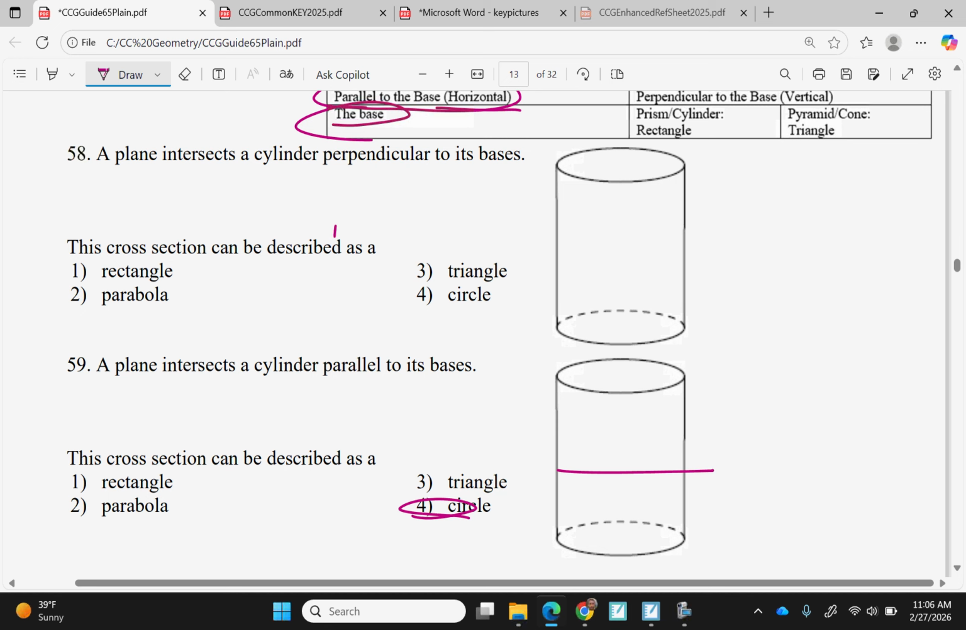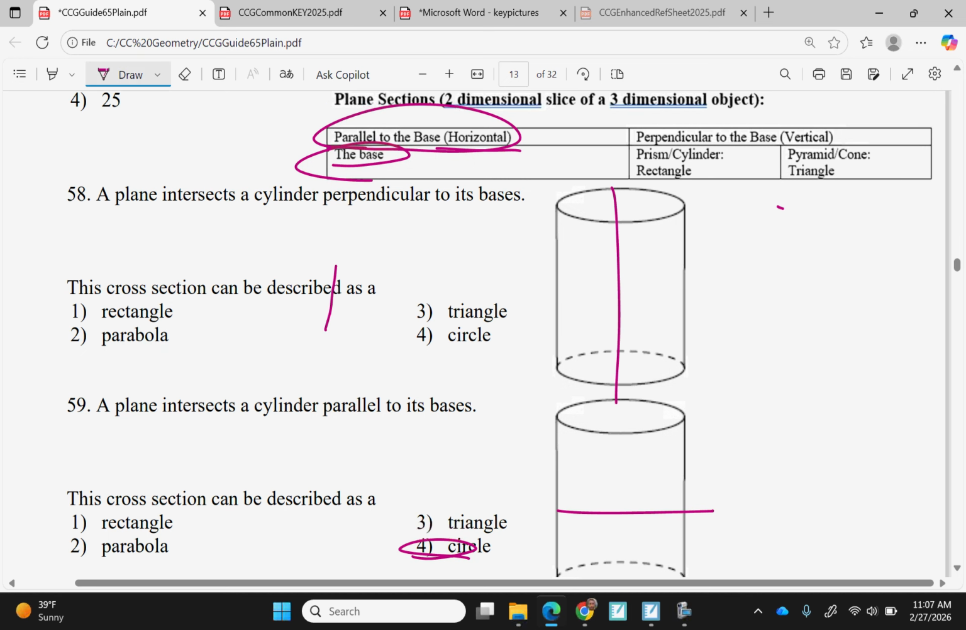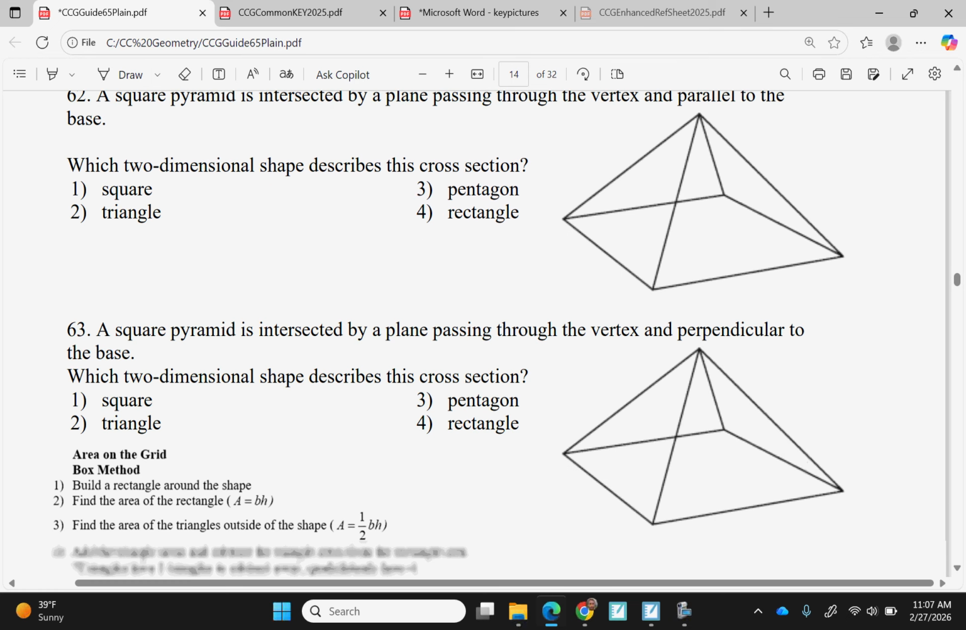Perpendicular to the base, again, means vertical, straight up and down. And for perpendicular to the base, if it's a prism, any prism or cylinder, it's going to be a rectangle. A pyramid or a cone would be a triangle. So perpendicular to the base in this case would be a rectangle. So again, it's a two-dimensional slice of a three-dimensional object. If you're looking at this and you're like, I don't get it, watch my video on cross sections where I'm actually slicing the Play-Doh up, or just ask me because I'm around, potentially, depending on where you are.